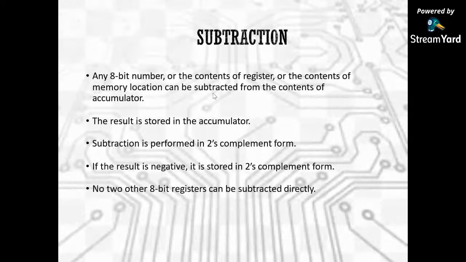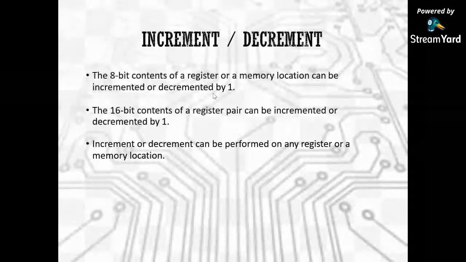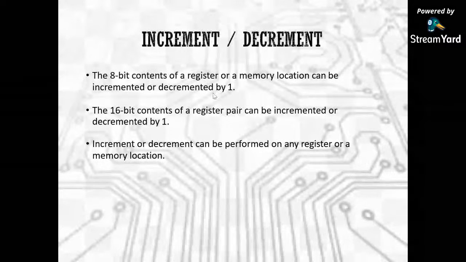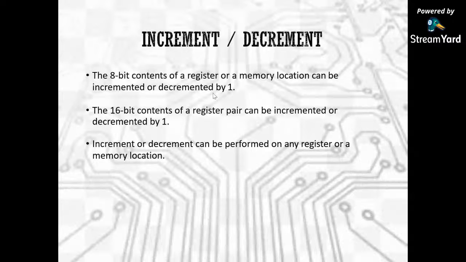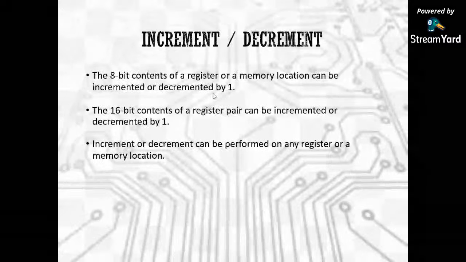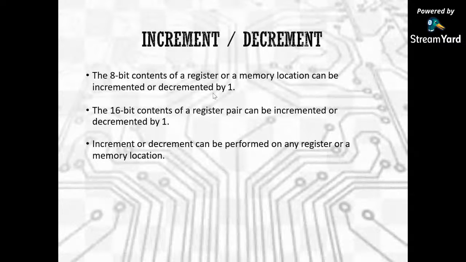So we have increment and decrement. The 8-bit content of the register or memory location can be incremented or decremented by 1. Incremented means that the register will be added by 1, and decrement will be subtracted by 1. The 16-bit content of register pair can be incremented and decremented. We already knew that. So increment or decrement can be performed on any register or a memory location.